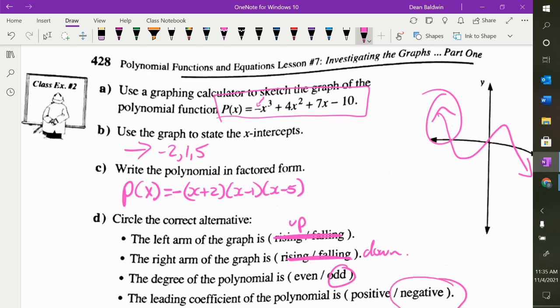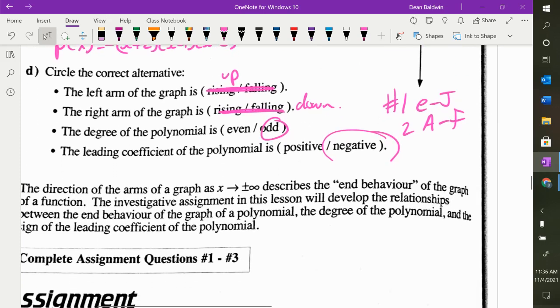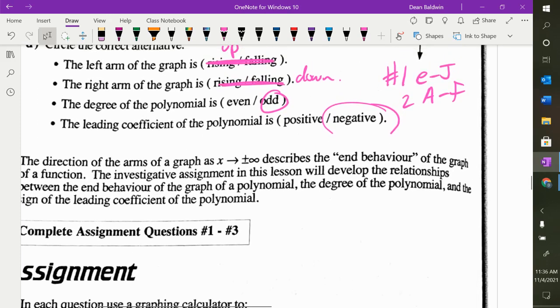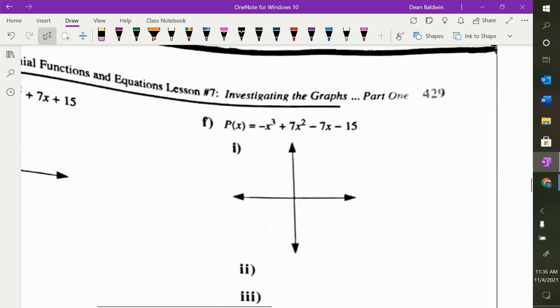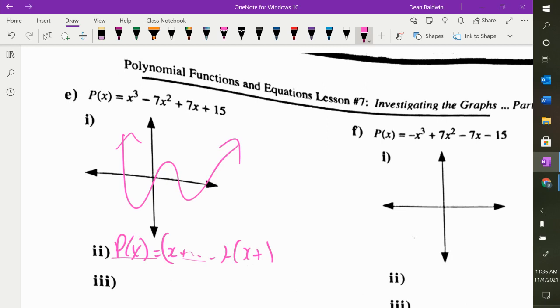The leading coefficient of the polynomial is? Negative. Okay. Your job for the rest of this block and tonight is to finish question number 1, E to J, and number 2, A to F. What I want you to do for those questions, I'll just show you. Here's E. I want you to sketch the graph. I want you to write it in factored form. That's all I want you to do. Yeah, using Desmos.